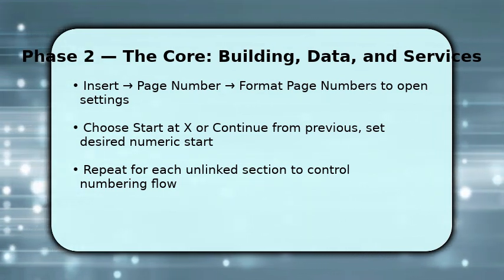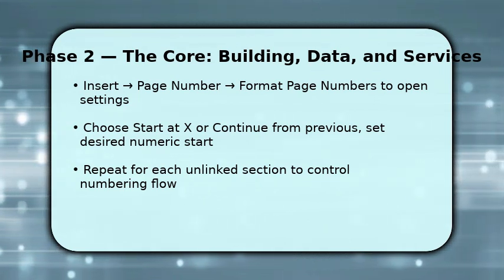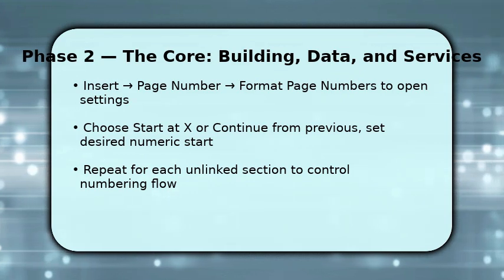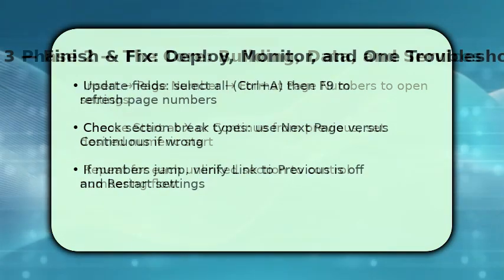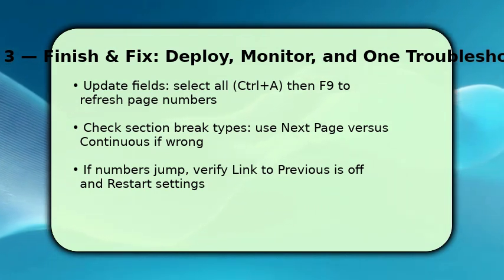You do this for each section that's unlinked. Make sure to click OK so the change applies to that section only. Otherwise, numbering will still follow the prior section. Finish by updating fields so all page numbers refresh. Press Ctrl+A and then F9. This forces Word to recalc.